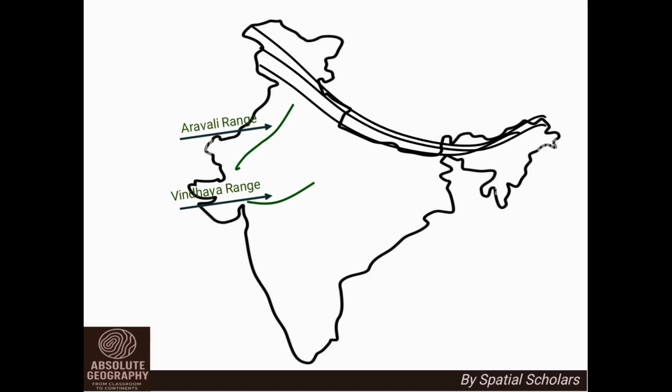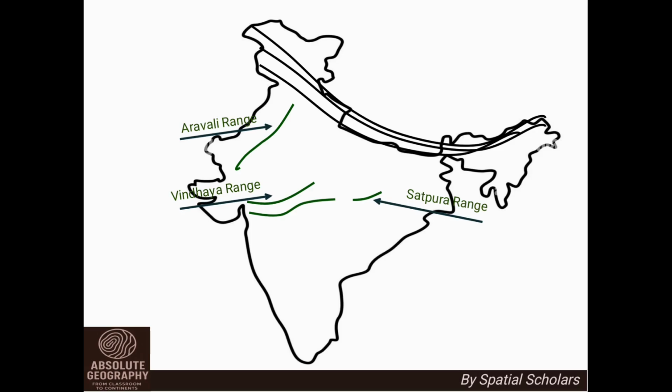These mountains mark the traditional boundary between North India and South India. Then moving on, we have the Satpura range. This runs parallel and just south of the Vindhya range. Together the Vindhya range and the Satpura range form the Narmada Valley.